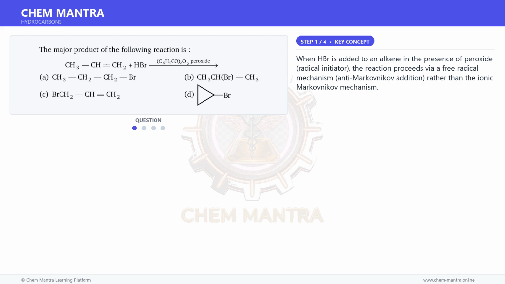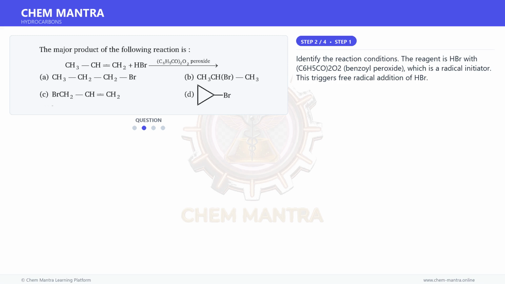When HBr is added to an alkene in the presence of peroxide, a radical initiator, the reaction proceeds via a free radical mechanism, anti-Markovnikov addition, rather than the ionic Markovnikov mechanism. Moving on to the next step.